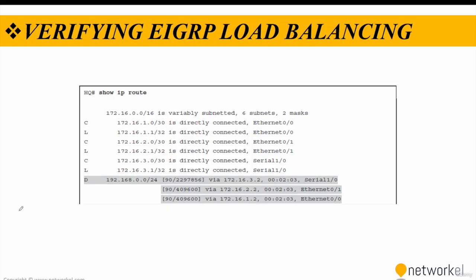To verify EIGRP load balancing, I can use the show ip route command, and here you will be able to see the network which is reachable from multiple different interfaces and different next hops with the same AD and with different metrics.